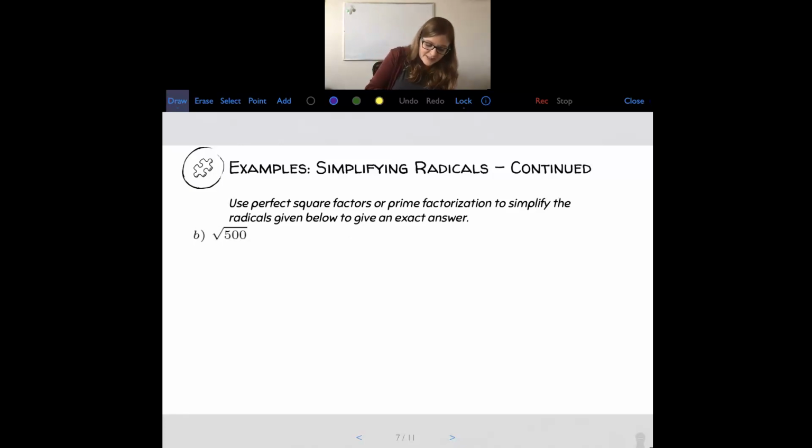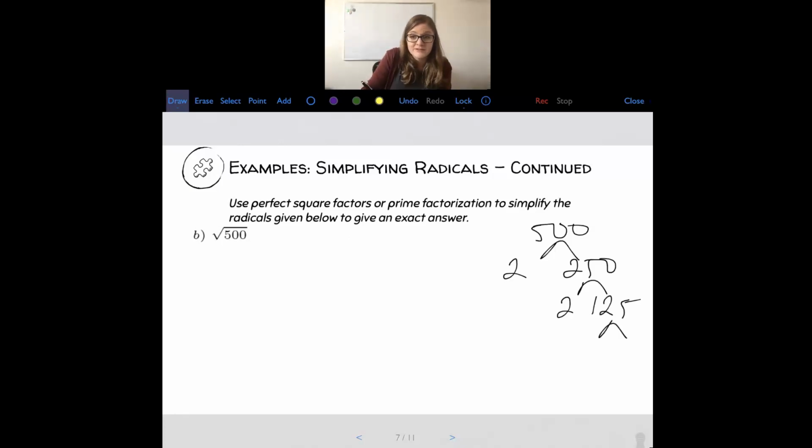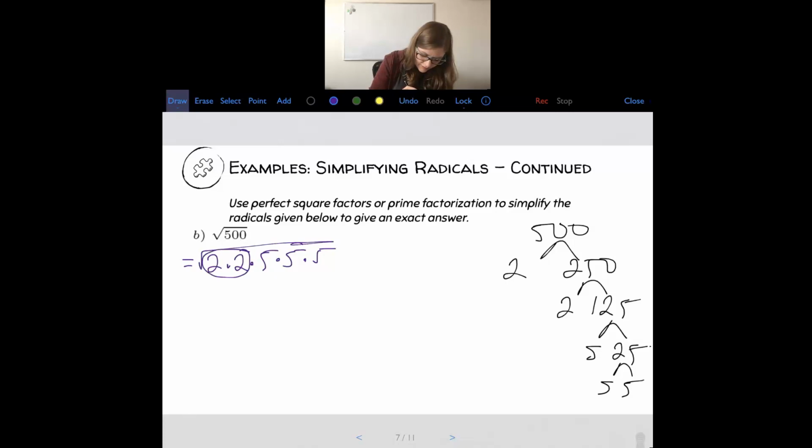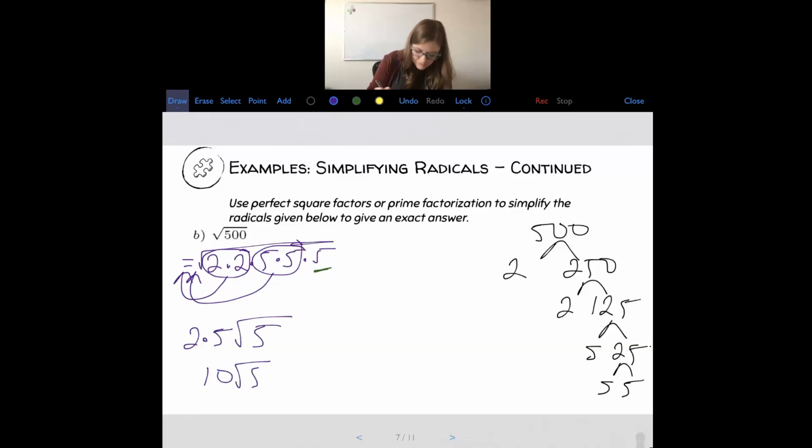Okay, so prime factorization, so we start our factor tree. So I'm going to start with 250. 250 is divisible by 2 because it ends in a 0. 125 is divisible by 5 because it ends in a 5. Okay, so I'm going to write this as square root of 2 times 2 times 5 times 5 times 5. And again, we're looking for pairs. So we have our 2's and our 5's. So that means a 2 is going to come on the outside, a 5 is going to come on the outside, and this 5 stays on the inside. Okay, so we have 2 times 5, square root of 5, which is 10 square root of 5.